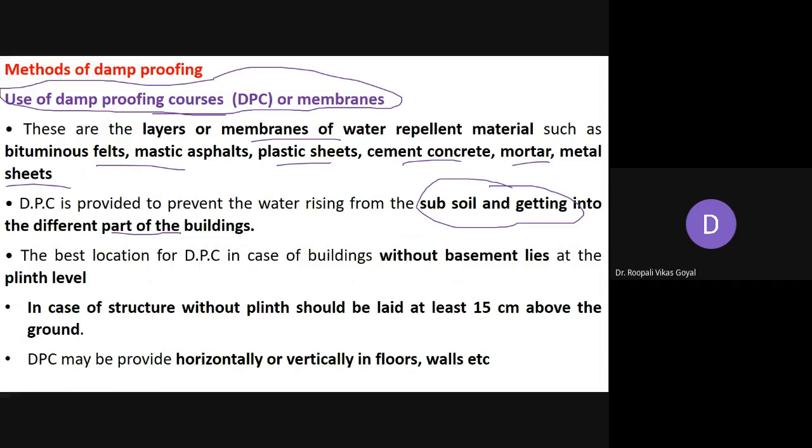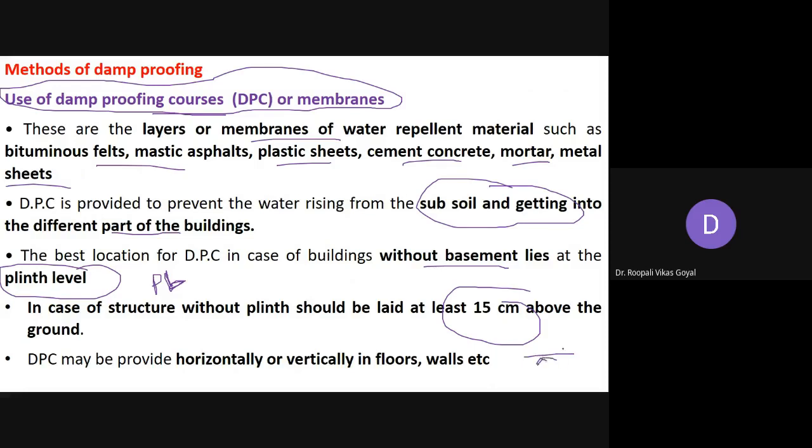And the best location. This is a very important thing that you should remember. The best location for DPC in the case of a building without basement is at the plinth level. So plinth level is the best position where we have to apply our DPC layer. And in case of a structure where there is no plinth, it should be laid at least 15 centimeter above your ground level.